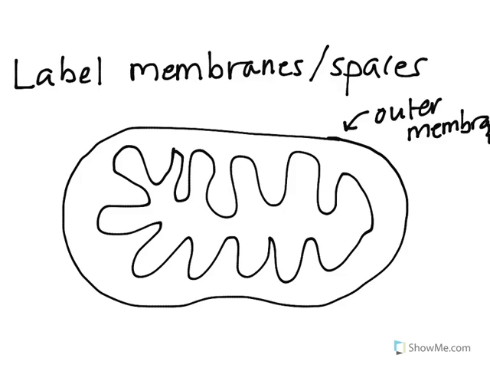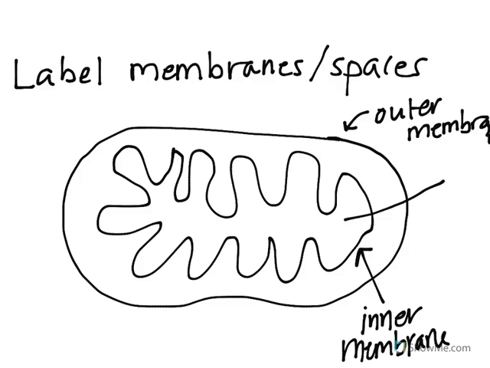And the purpose for this is actually to increase surface area. It increases the surface area for the electron transport chain to happen so that you have a lot of area for the electron transport chain to take place. So this is the inner membrane. Okay, and then we have to label the spaces. So the innermost space, which is right on the very inside, this is called the matrix. So this space is the matrix.